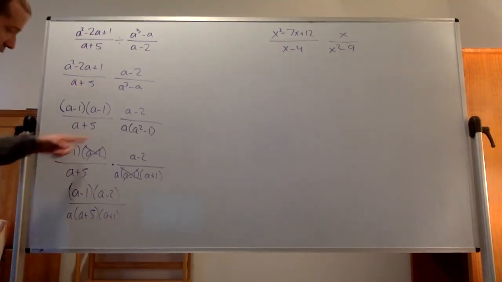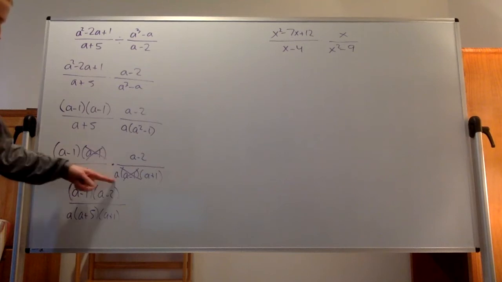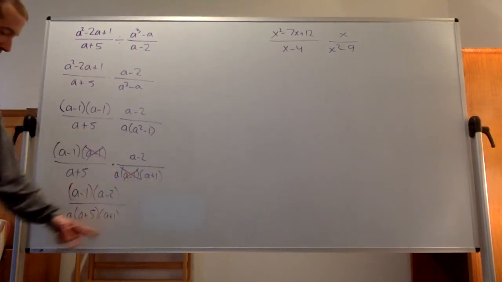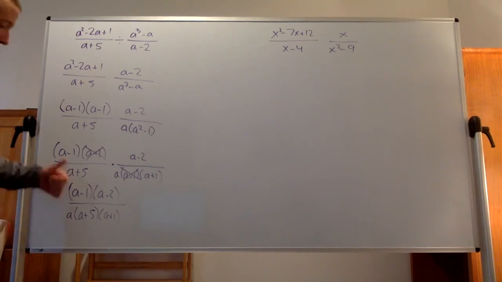So I just multiplied the two things on top. Then I multiplied the a plus 5, the a, and the a plus 1 on the bottom. And I put the a first because that's generally the way that we write these things, but there's really no particular reason to do it one way or the other. It's just the way that I did it.